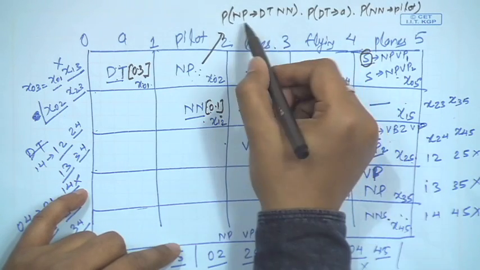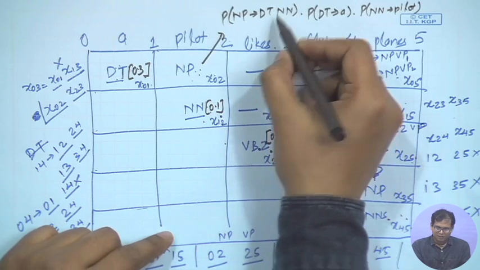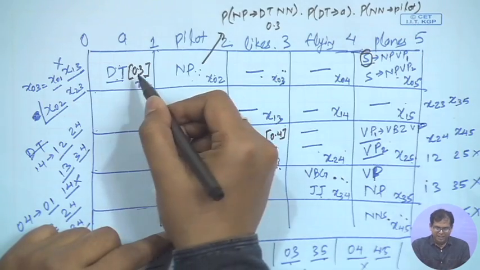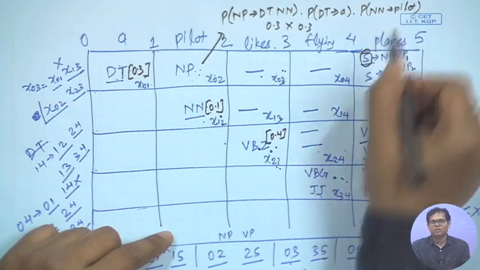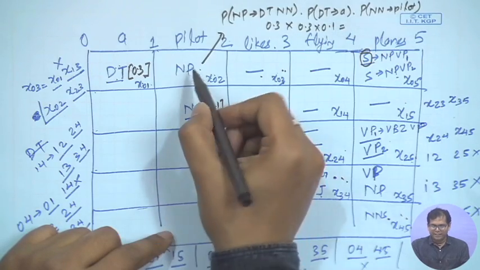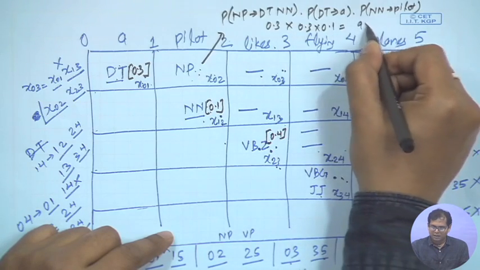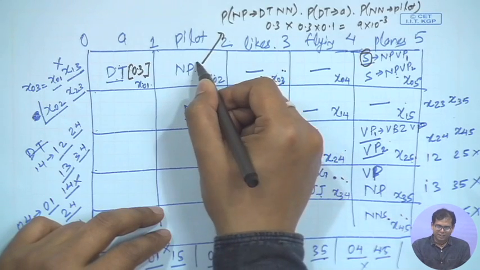This probability I can get from my PCFG. If I see in my grammar, this is 0.3. This probability I have already filled in is 0.3, and this probability I have also filled in, this is 0.1. So, the probability that NP derives A pilot here comes out to be 9 times 10 to the power -3, and that is what I will fill in here.